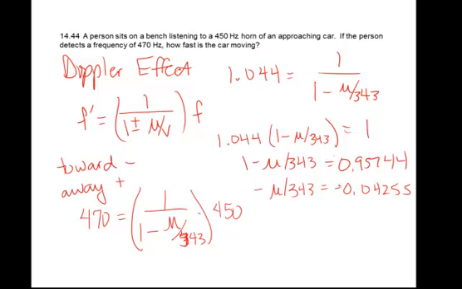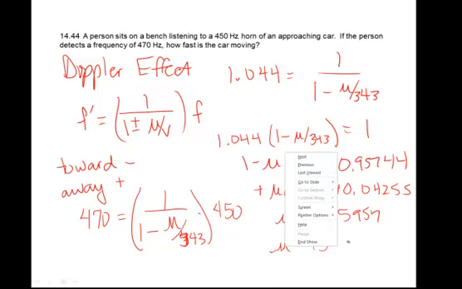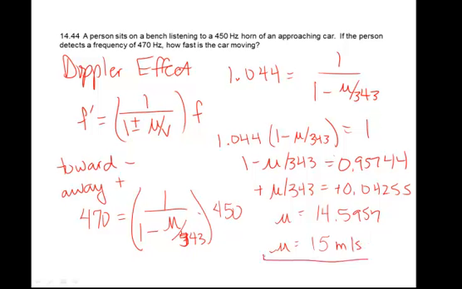And I have two negatives, so those will go away. And then I multiply that by 343. 14.5957, and it looks like I need two significant figures. So 15 meters per second is how fast the car is moving.